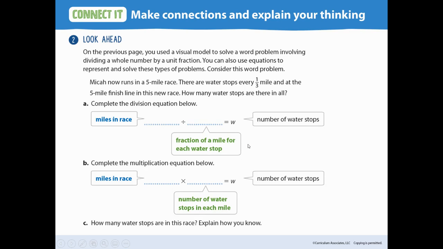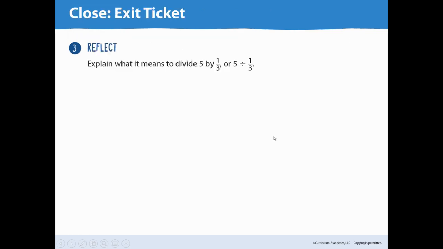We're going to skip number 2 here, and we're going to go to number 3. And I do want you guys to do this. I want you to explain to me what it means to divide 5 by 1/3. Same thing, okay. Divide 5 by 1/3. What does it mean to do that? So go ahead and do that. Pause the video, come back, and I will explain it to you guys.